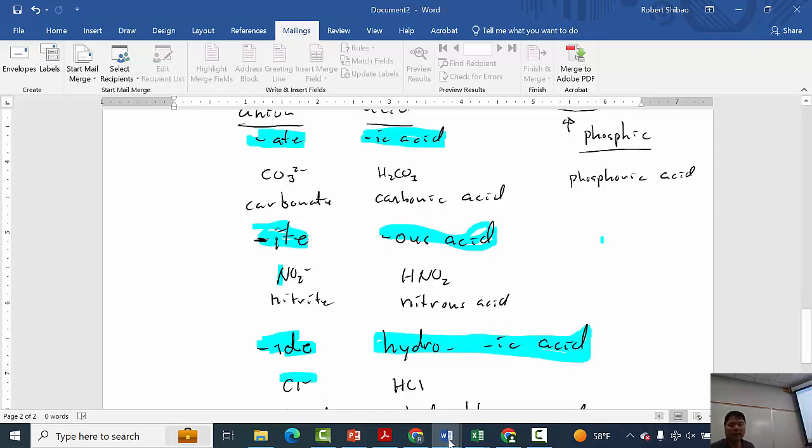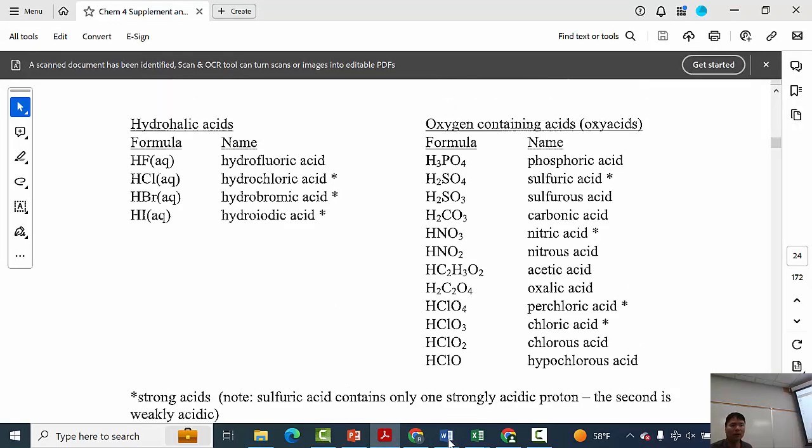Okay, and let's take a look at our chart. F minus is called fluoride, and that gets changed to hydrofluoric acid. Chloride gets changed to hydrochloric acid. Bromide gets changed to hydrobromic acid. And iodide gets changed to hydroiodic acid. One of these acids is the strongest of the 7 common strong acids. Do you know which one it is?